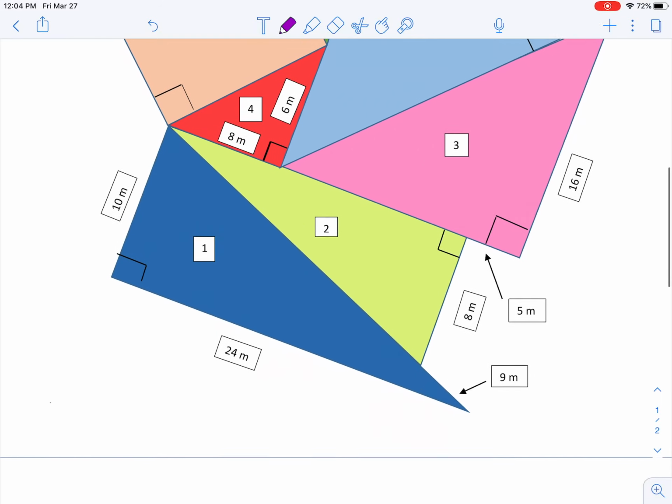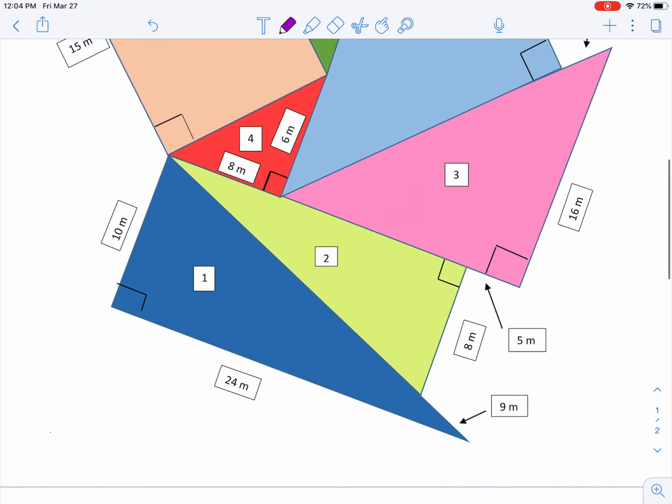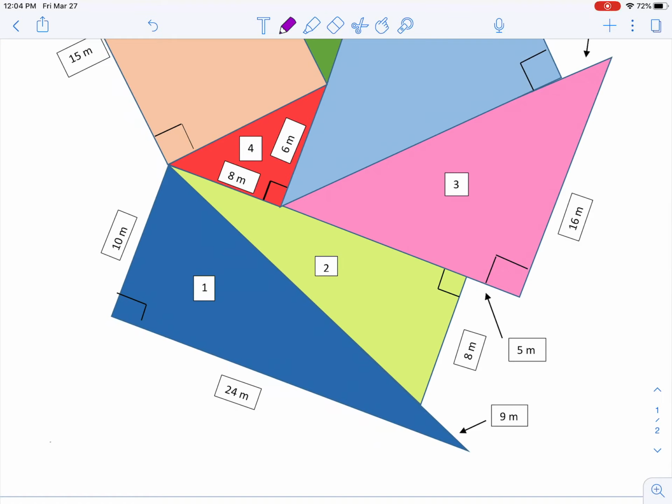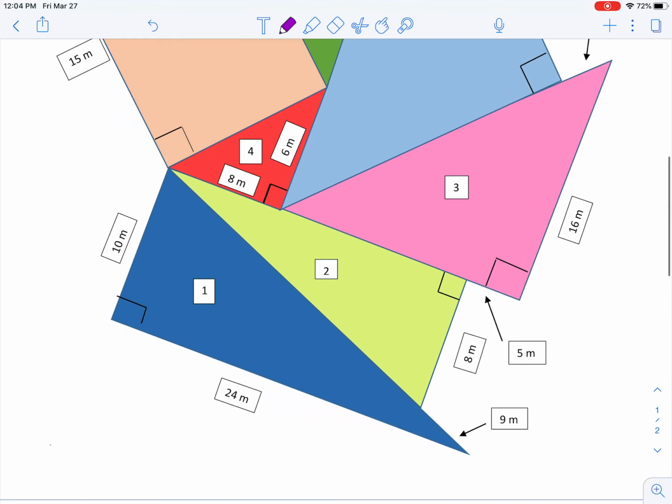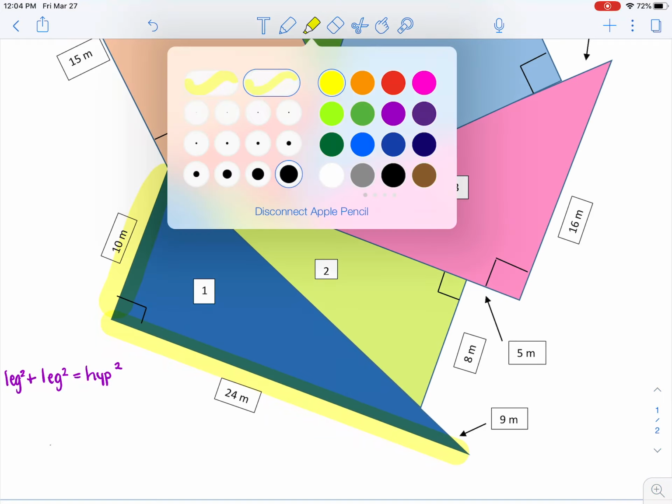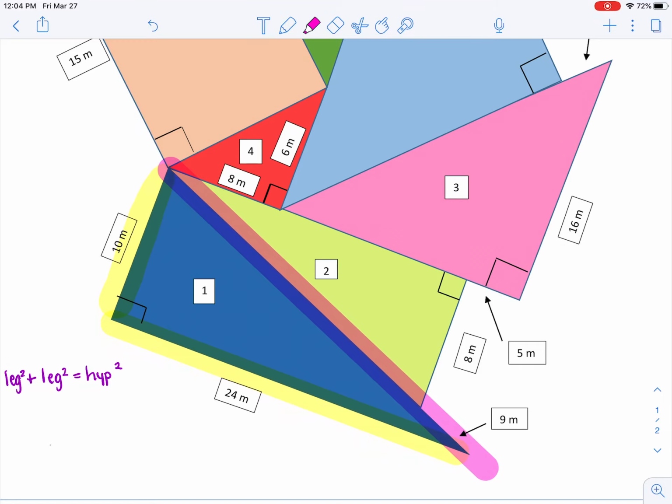Right here, we're going to start with number 1. Now we have to be super careful when we do this because a squared plus b squared really stands for leg squared plus leg squared equals hypotenuse squared. So in this first triangle, triangle 1, we're given 2 legs, this leg and that leg. That's going to be our A and B. We need to figure out how long is C, the hypotenuse.